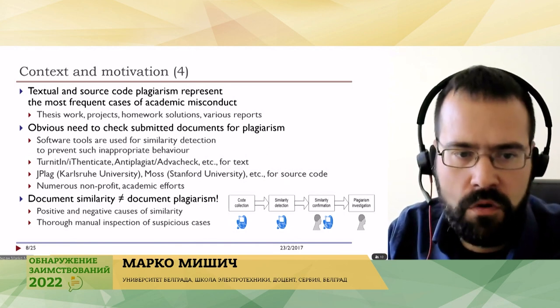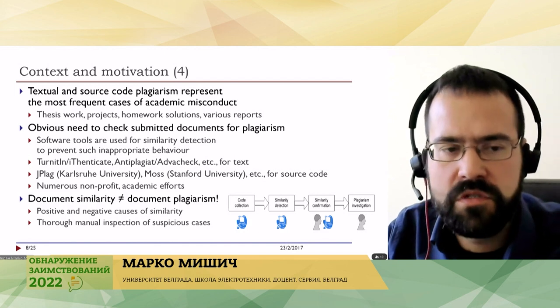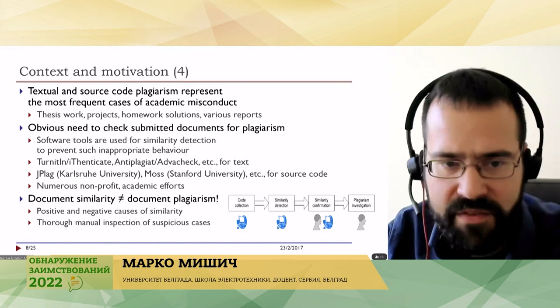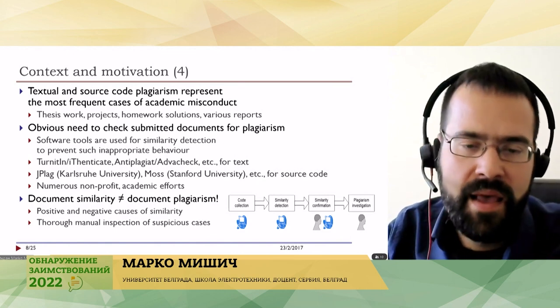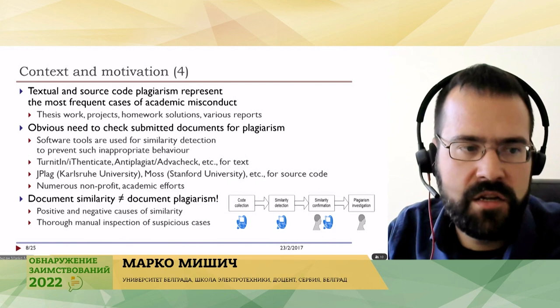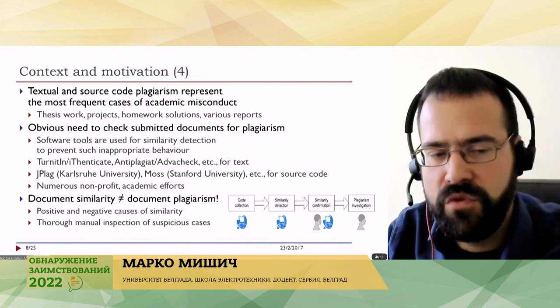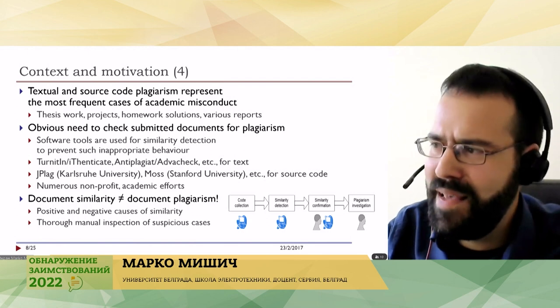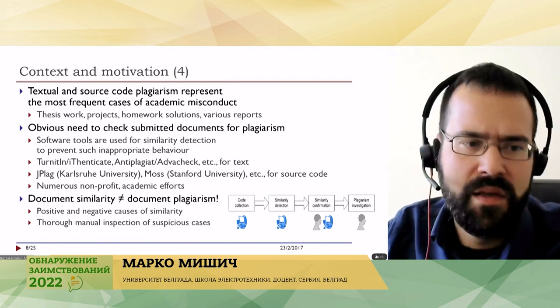I think the most used software pieces are Turnitin Authenticate and Antiplagiat AdvaCheck for textual plagiarism. And for source code, we have JPLAG from Karlsruhe University and MOS from Stanford University. Of course, in academia, you have numerous tools.